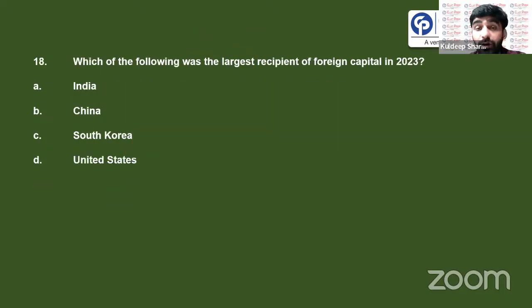Moving on, which of the following was the largest recipient of foreign capital in 2023? सबसे ज़्यादा FDI foreign direct investment, FPI foreign portfolio investment was received by which country? And it is shocking, but it was the United States this year. This year there was a reduction in FDI in developing and least developed countries. However, there was an increase in FDI in developed countries. And the maximum amount of FDI actually went to the United States.